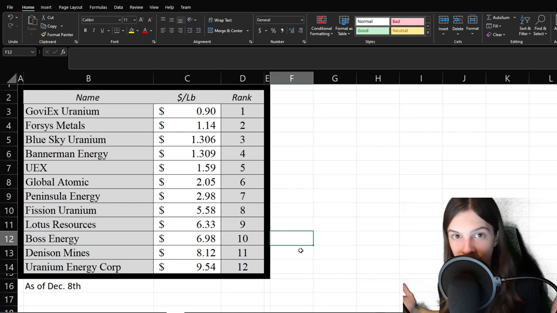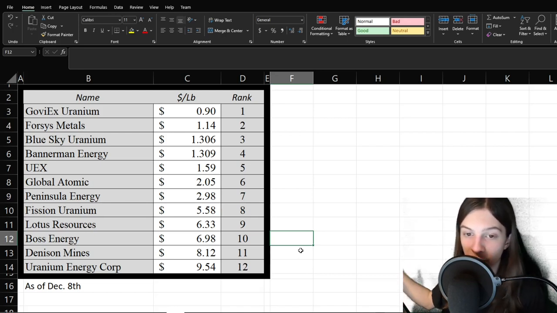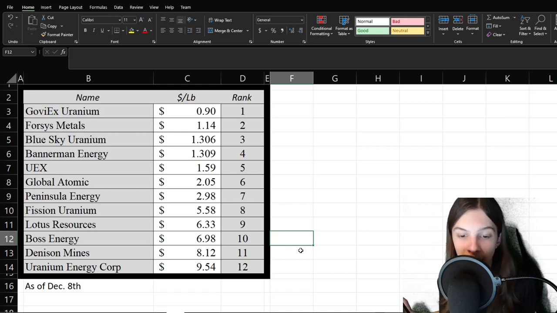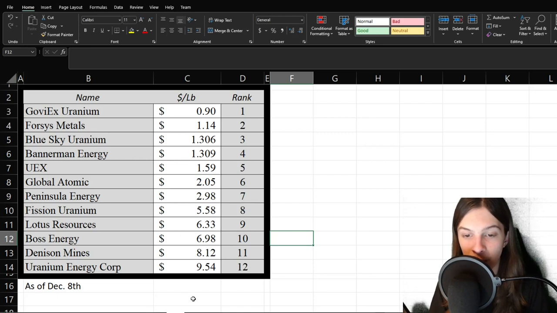But we have pulled back since the last time I did an update, so these values for the most part are lower than what they were last time, so that's of course good. But in general, a lot of these companies starting at about Fission Uranium are very high, but the rest of these aren't too bad, especially GoviEx, Forsys, Blue Sky, and Bannerman here.